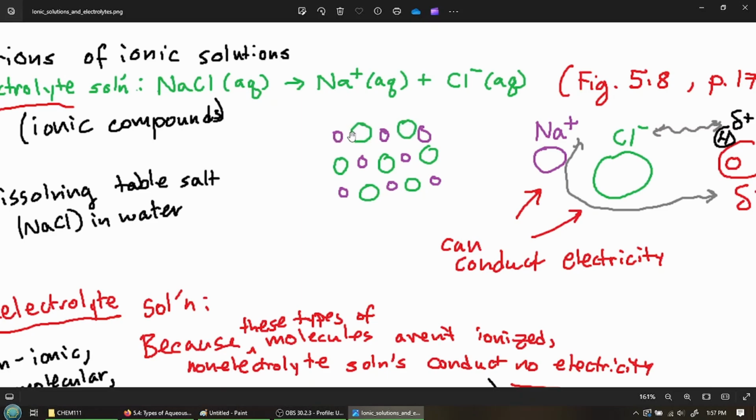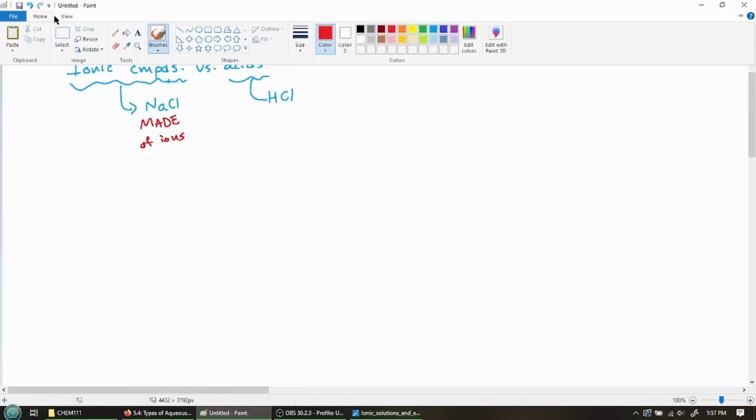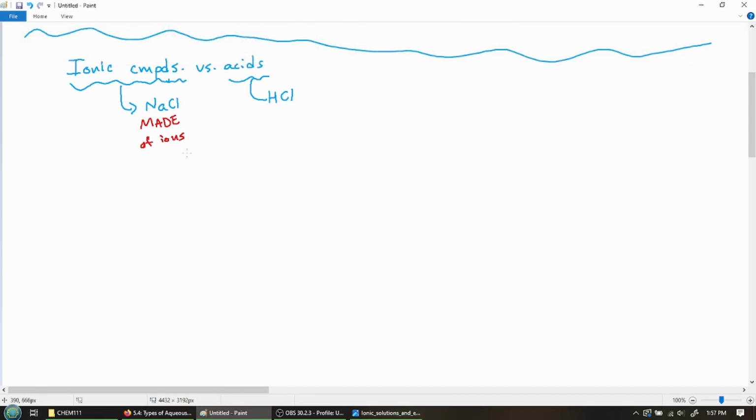The Cl's here are all Cl minus. The Nas are all Na pluses, right? We have positively charged sodium cations. We have negatively charged chlorine anions. Okay, that's different from what we have in hydrochloric acid, though. Let's go ahead and redraw that picture over here.